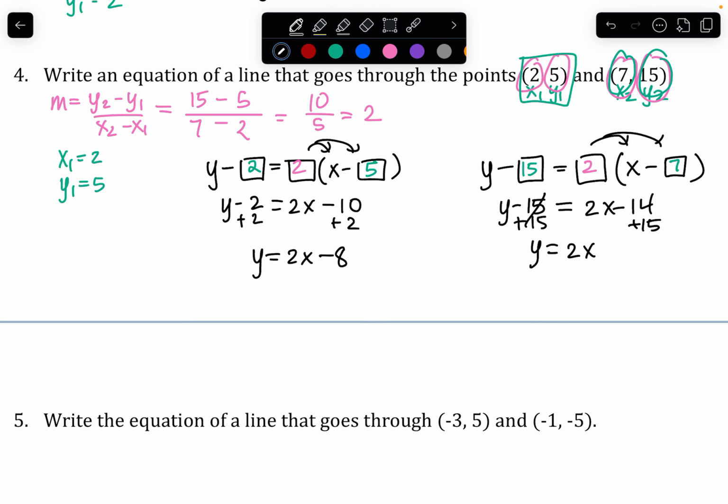Oh, I messed up my points. Y minus the y equals x minus the x. It's a good way to find your mistake.